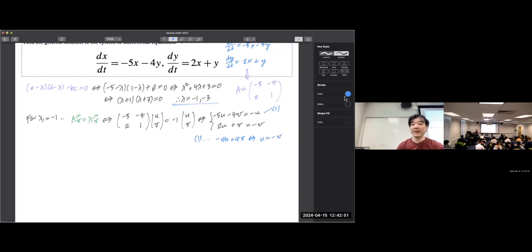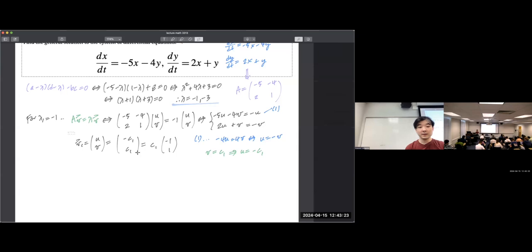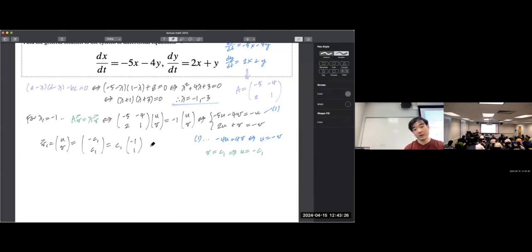So then if we say that v can be anything, is free, let's say v is C1, then u better be that multiple of C1. So that gives us our eigenvector. Again, the eigenvector is built off of the u and v. It's going to be C1 times the vector. This is going to be the eigenvector for lambda is equal to -1.